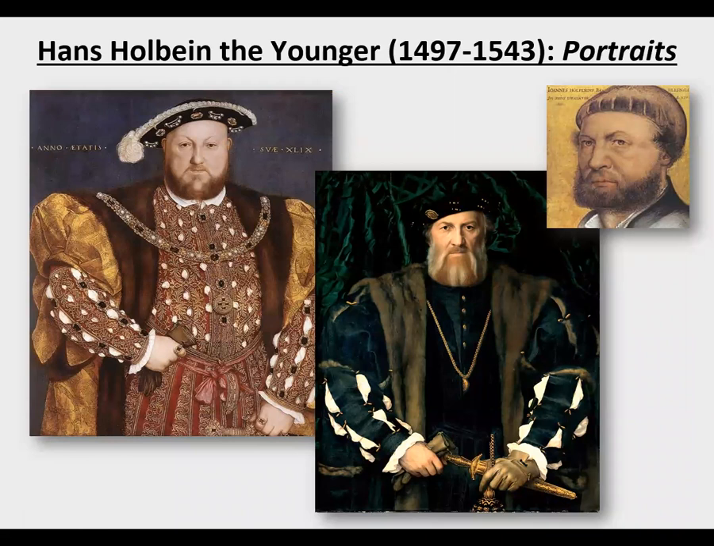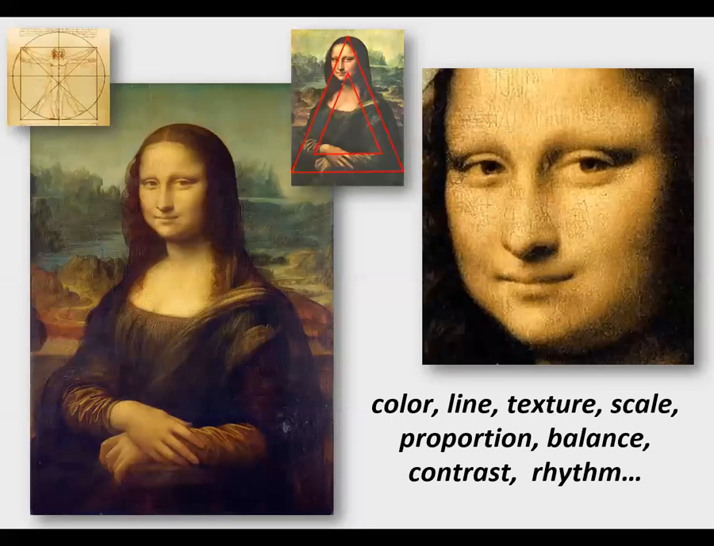Hans Holbein had his reputation made by being the painter of kings and the king of painters. But what we can see that is so significantly different here, which is really amazing, is that Leonardo da Vinci specifically places her in a triangle. And he does this to invite you into the painting.